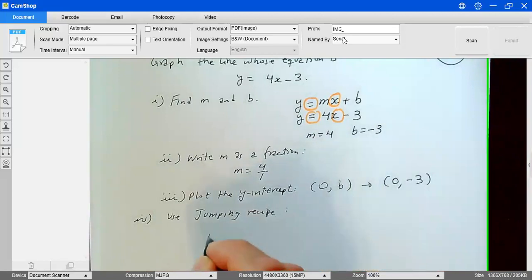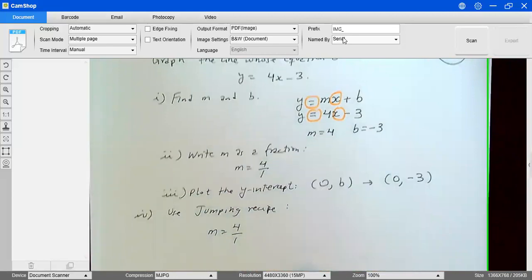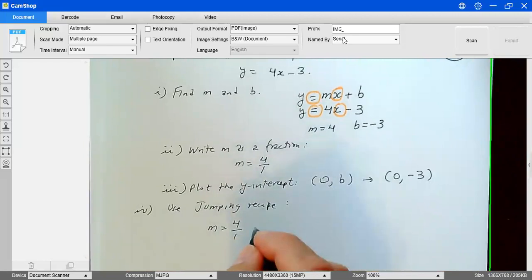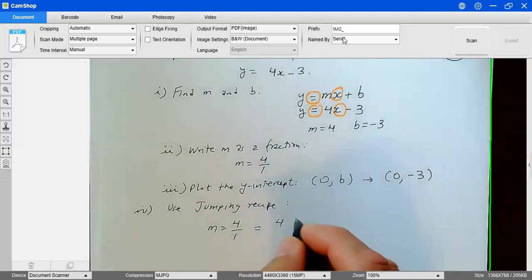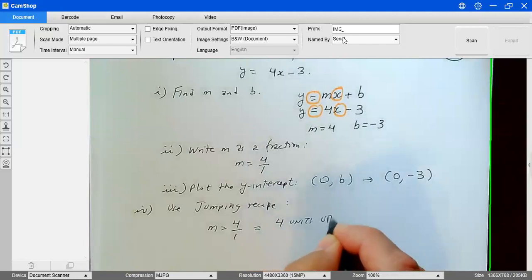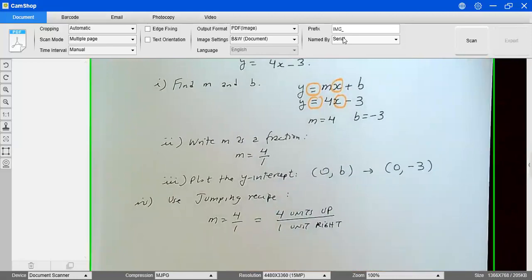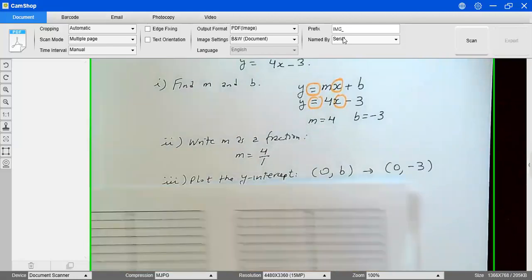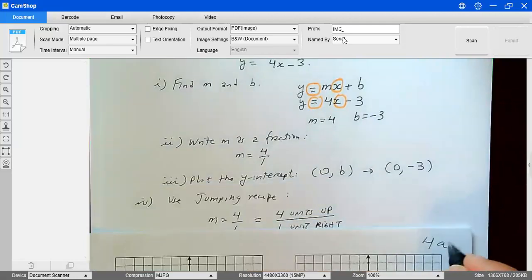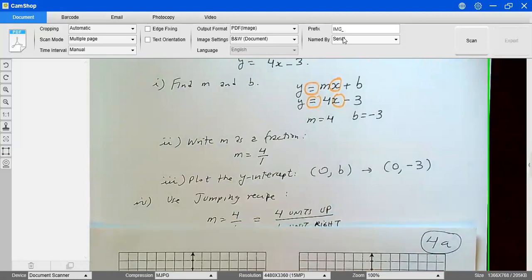It's just m is 4/1. So I'm going to jump 4 units up, and I'm going to jump 1 unit right. Okay, so we're going to need our grid paper. This is going to be 4A for your notes.